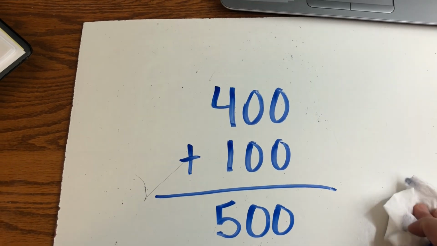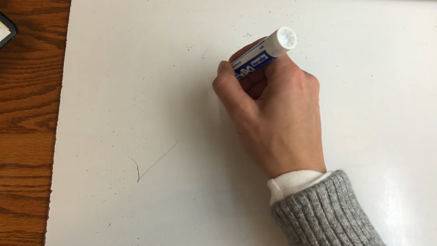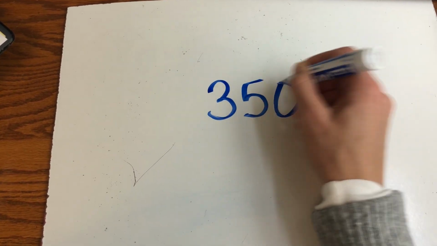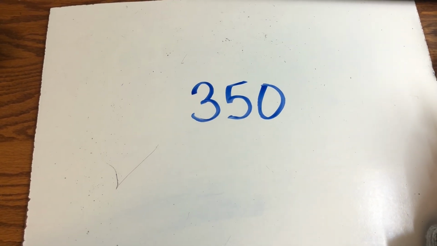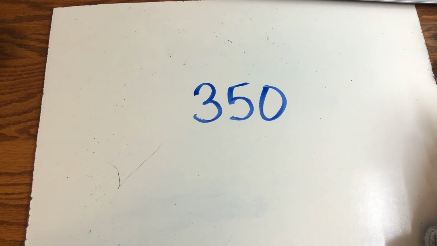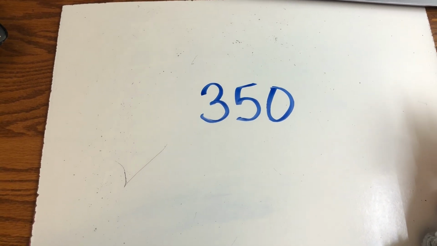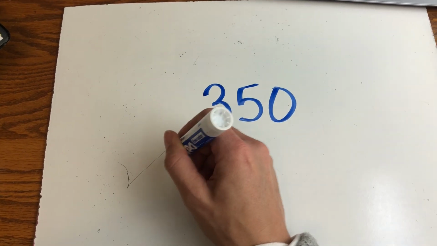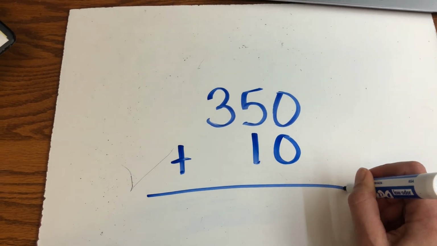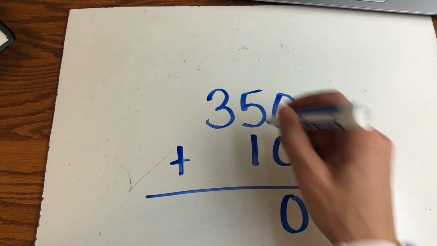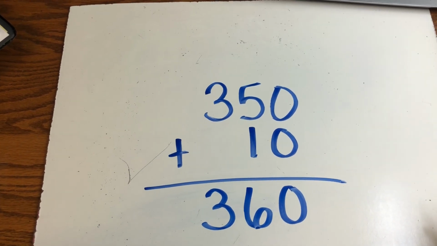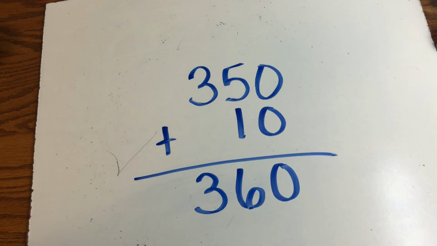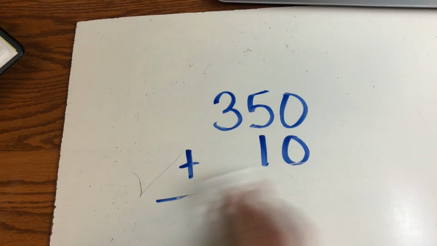Good. Let's erase it. I'm going to write another number on my board. Please write it with me. What's the number? Good. 350. What is 10 more? If you said 10 more is 360, you are right. Good job.